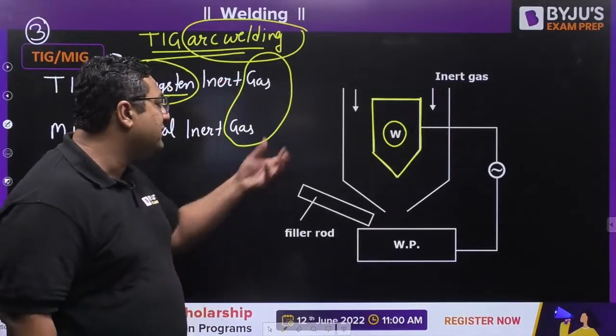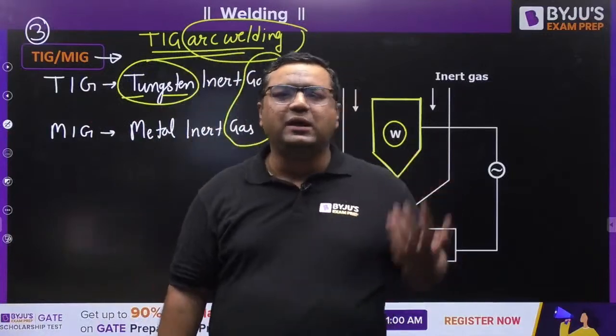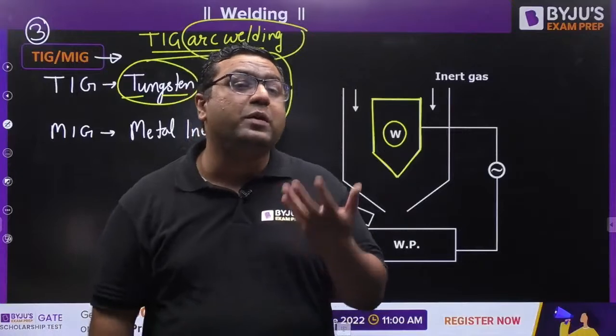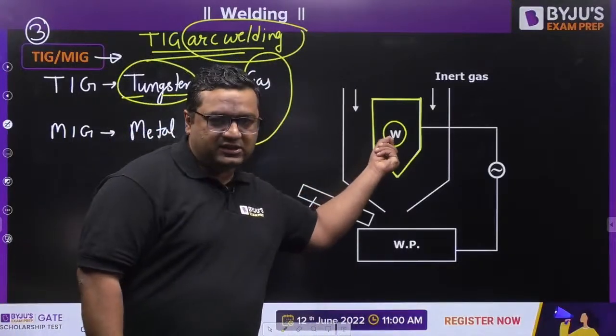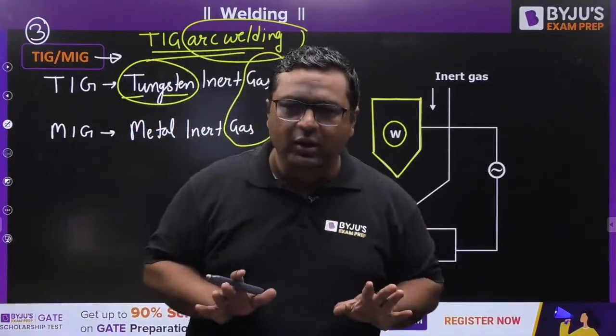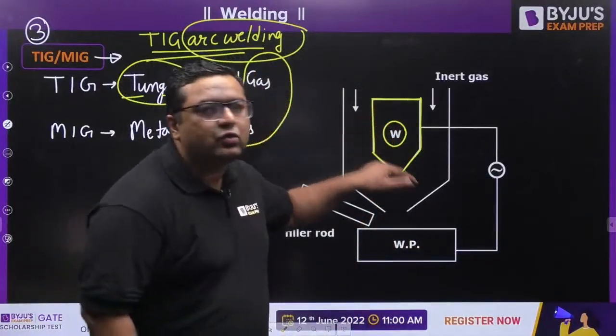First of all, the tungsten electrode is used. Tungsten is a brittle material, and we never want our weld bead to be brittle. So we never want any melting of tungsten to go into our weld bead. We do not want that. So we do not want tungsten to melt out.